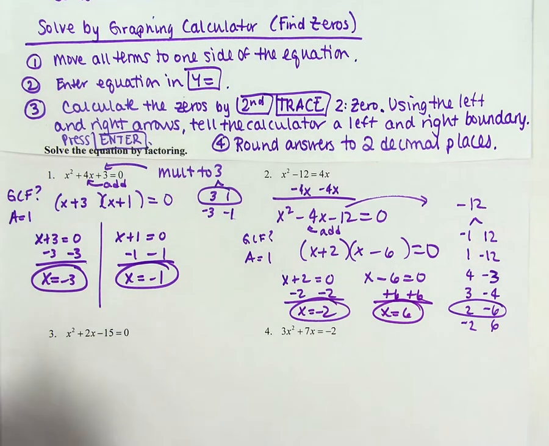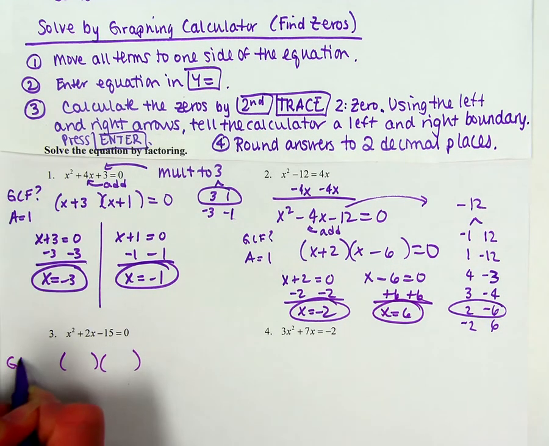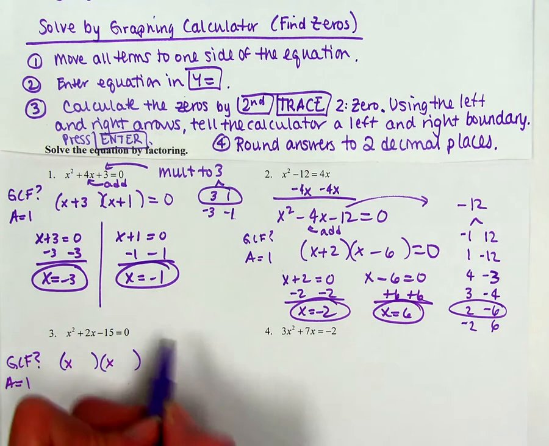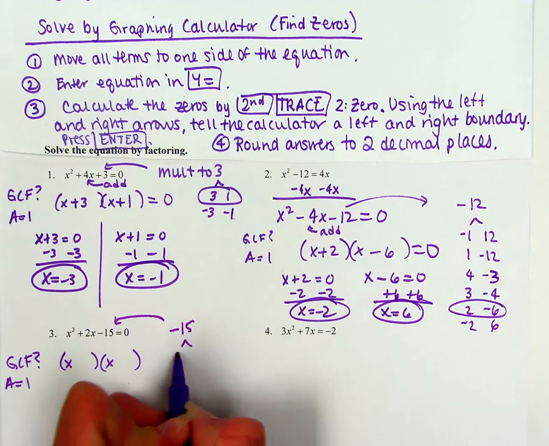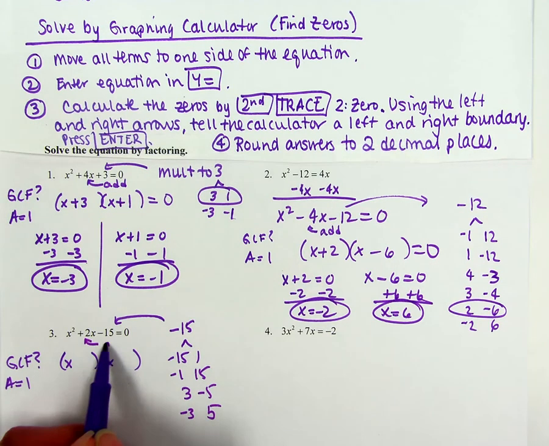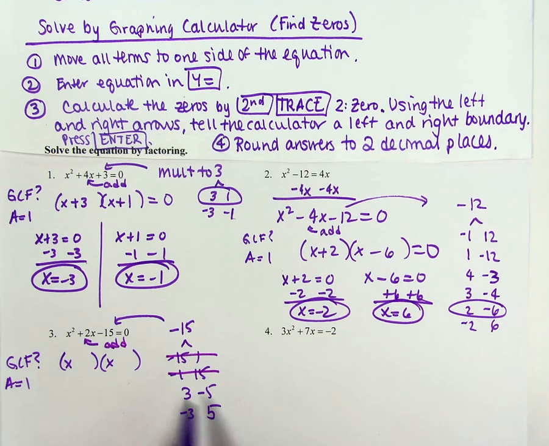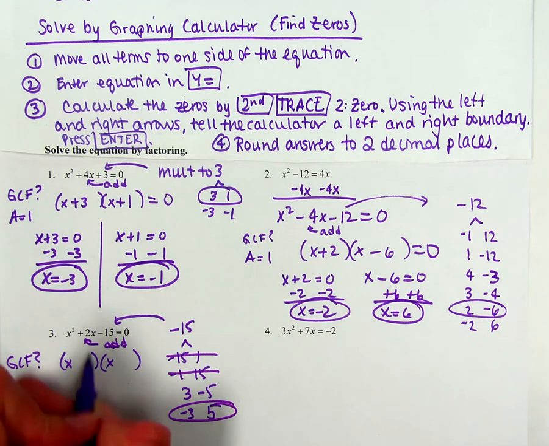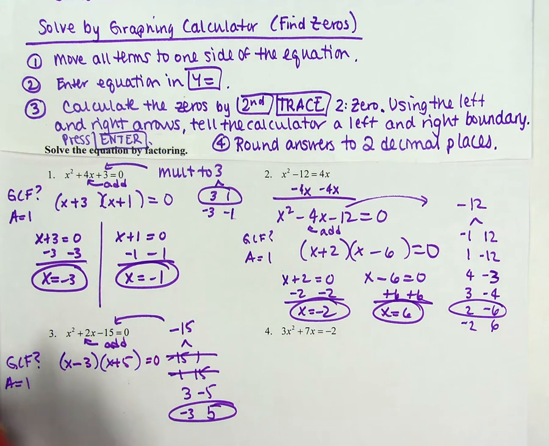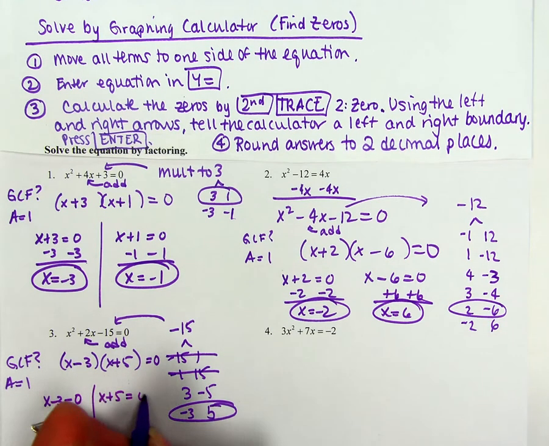All right, this one already says equals 0, so I can go right to my factoring. There's no GCF. A is equal to 1, so x and x go at the front. What multiplies to negative 15? Okay, I want to add to positive 2, so not that or that. The one that adds to positive 2 is negative 3 plus 5. And don't forget this is your equal 0. So at this point, I can say x minus 3 equals 0, x plus 5 equals 0, and I can solve my quick equations.